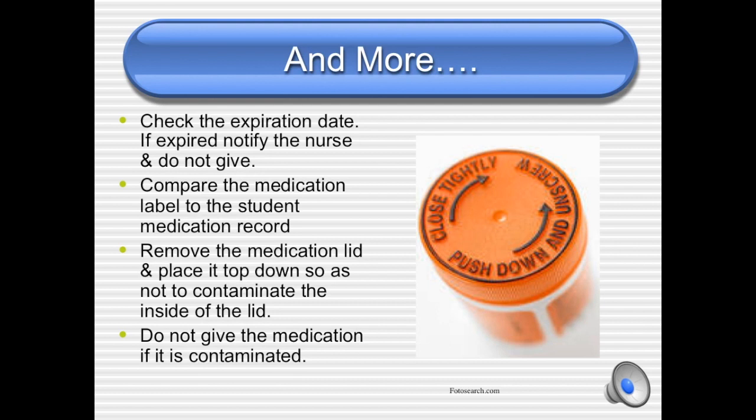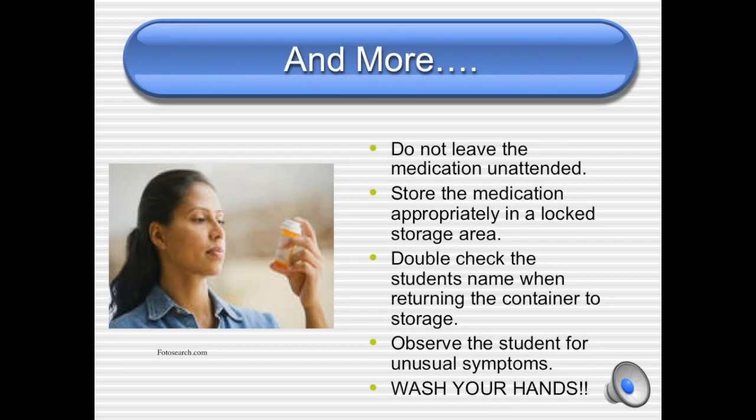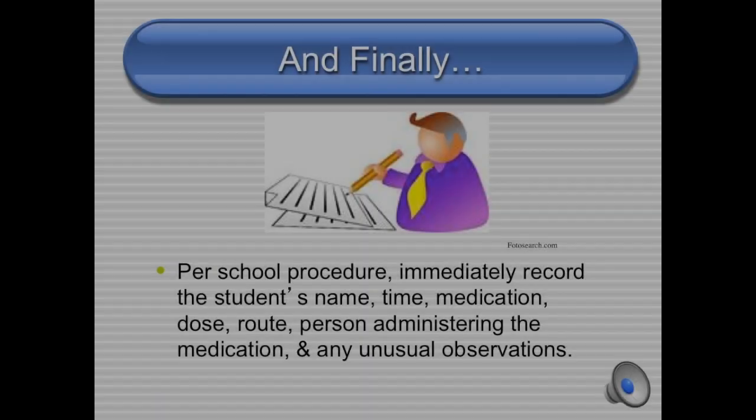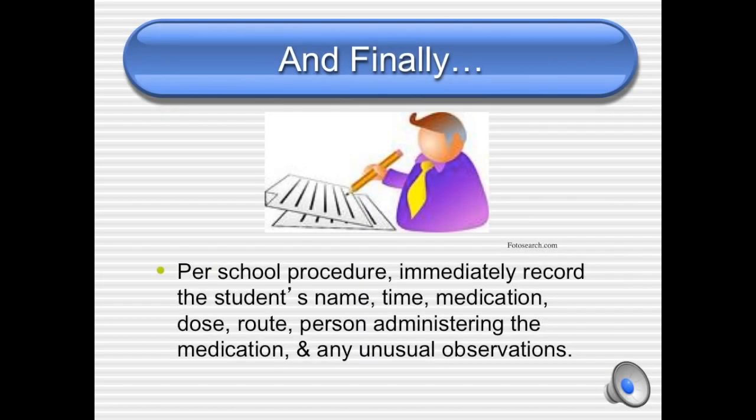When you are sure everything is correct, remove the cap and place it topside down so as not to contaminate the inside lid. Do not give the medication if it is contaminated. Do not leave the medication unattended. Store the medication appropriately in a locked storage area. Double check the student's name when returning the container to storage. Observe the student for unusual symptoms and always wash your hands. And finally, per school procedure, document immediately.